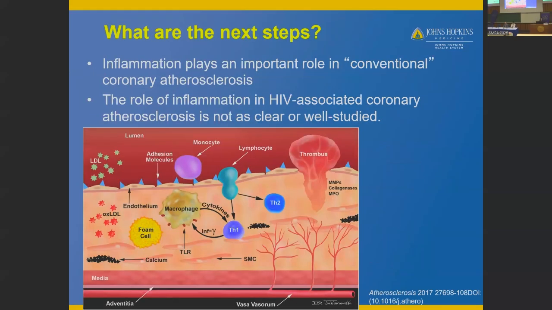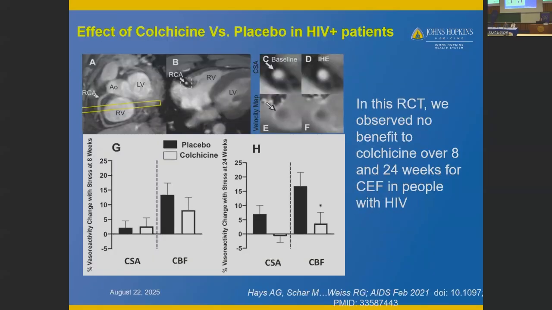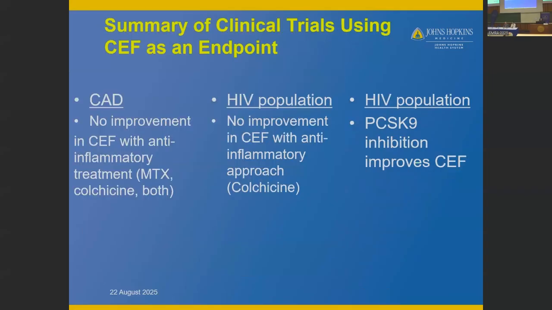So that led us to look mostly at anti-inflammatory treatments, and I'll skip through just in the interest of time. But we conducted a few clinical trials. One of them was focused on PCSK9 inhibitors, which modify LDL. The other one is focused on use of colchicine versus placebo. And I'll just cut to the chase here. So we conducted 3 different clinical trials. The first 2 showed no improvement with anti-inflammatory treatment using methotrexate, colchicine, or the combination, so it's very potent. In HIV, we also showed no improvement with colchicine, so it was a negative study.